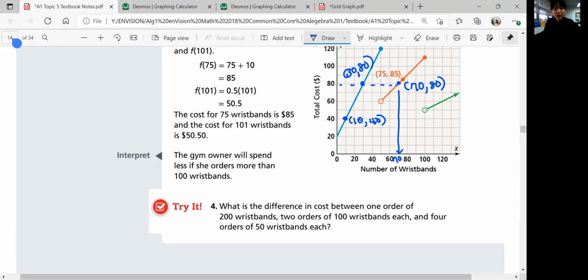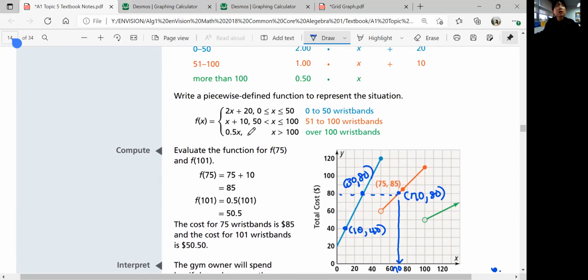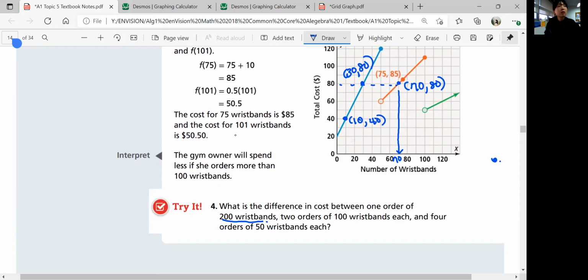So answering try number 4. The cost of one order of 200 wristbands would be what? You're going to use the third equation, right? 0.5 times 200, which is $100.